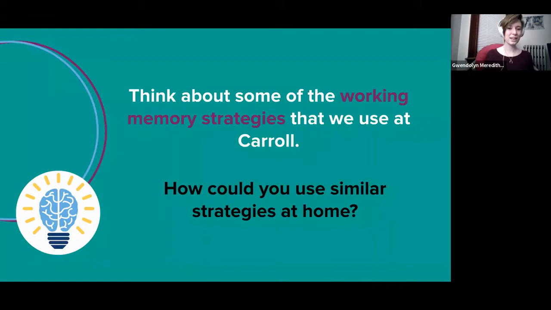So in our next slide, we just want you to take a moment to think about what are some of those strategies that you could use at home. Strategies such as repeating directions, showing directions in multiple different ways, maybe having multi-step directions broken down by giving them one step at a time. All of these things are a great way to help students not get their working memory overloaded and miss key details.